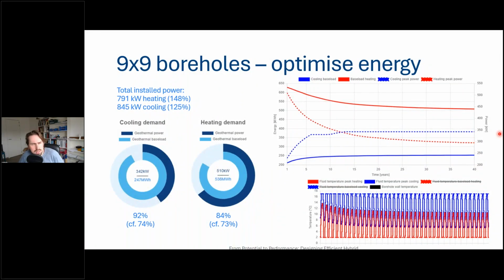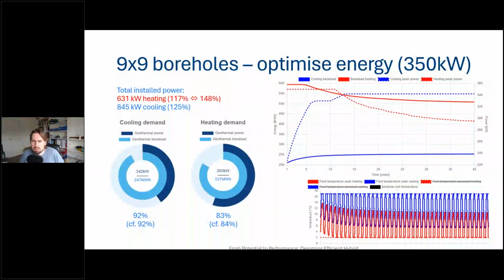So perhaps we can say, okay, let's optimize for this energy, but let us not go all the way. Let's limit the amount of ground source heat pump power that we install to 350 kilowatts, let's say. And if we do so, we end up with this figure. So I want to draw the attention to the geothermal heating share. The cooling is the same. We dropped from 84 to 83%.